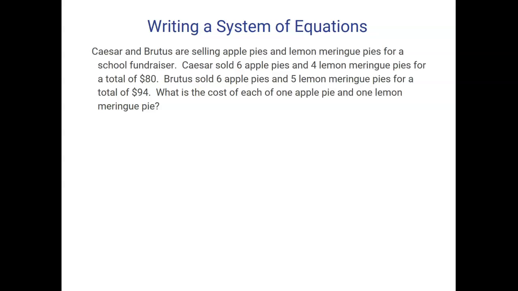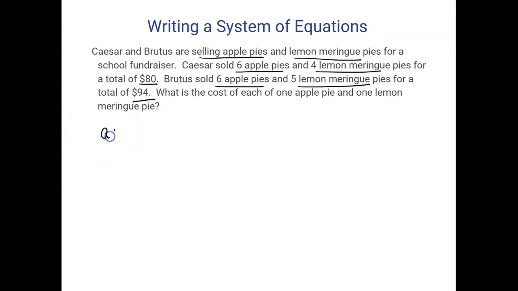We can also use this to solve word problems, especially when we notice that we have 2 unknowns. Caesar and Brutus are selling apple pies and lemon meringue pies for a school fundraiser. Caesar sold 6 apple pies and 4 lemon meringue pies for a total of $80. Brutus sold 6 apple pies and 5 lemon meringue pies for a total of $94. What is the cost of each of 1 apple pie and 1 lemon meringue pie?